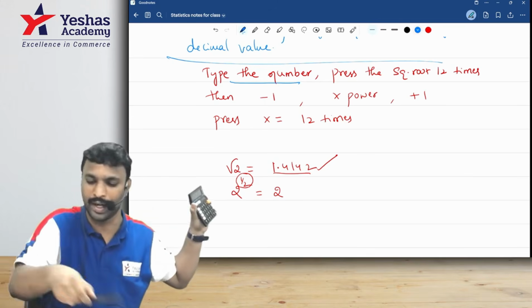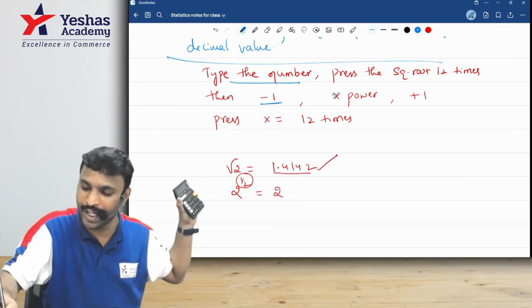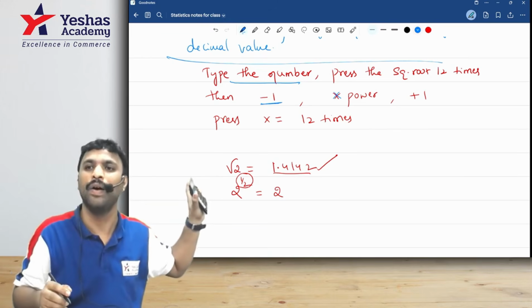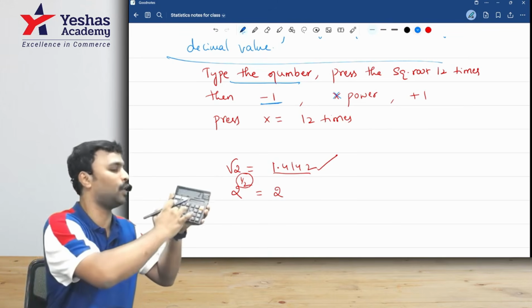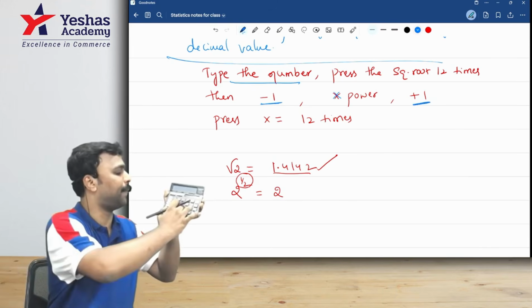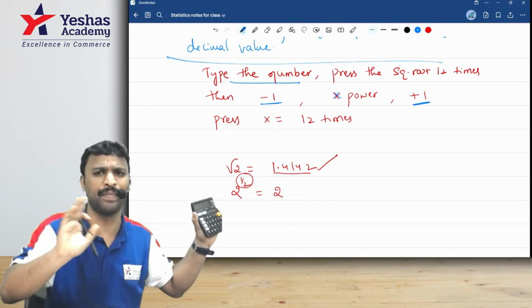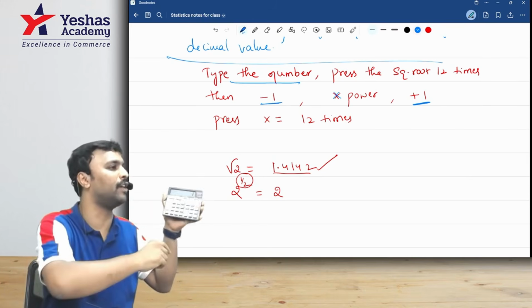Look at the procedure I have given. Minus 1. Then into. What is the power? 1 by 2. Type 1 divided by 2. Next, what to do? Plus 1. You need not even press equal to.